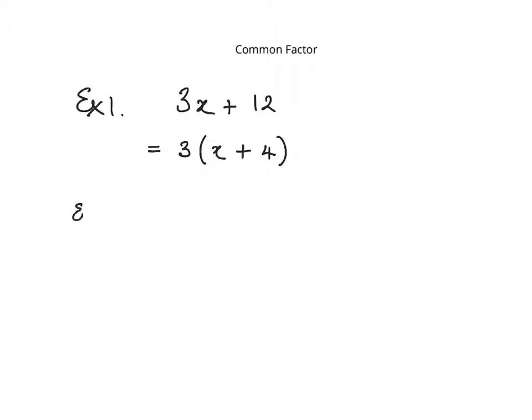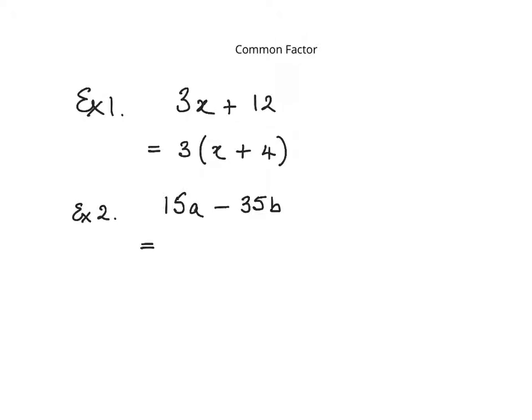Example 2. Something a bit more complicated. What about 15a minus 35b?